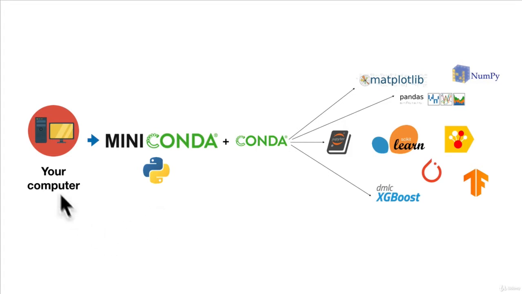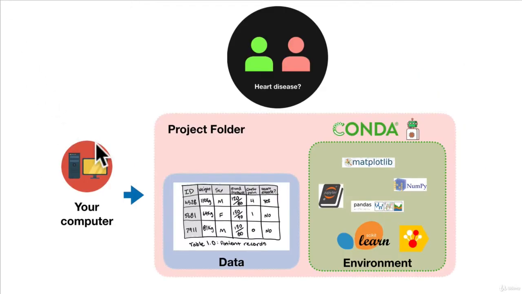Now, first of all, we have your computer. What we're going to do is download Miniconda along with Conda, and then use Conda to create an environment which contains some of these tools. So this is what we'll do. We'll download Miniconda, which Conda will come with. We'll create a project folder, and then we'll create an example environment like this. And what we can use this environment for is, because there are tools in here for data science and machine learning, we can use it for our future projects.